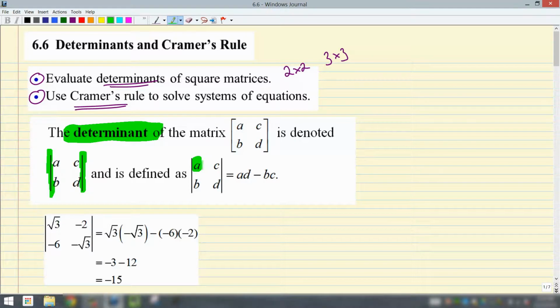And the numerical value of the determinant is calculated this way. You take A and you multiply it by D, that's A times D, and then you take B and you multiply it by C, that's B times C, and you subtract those two.